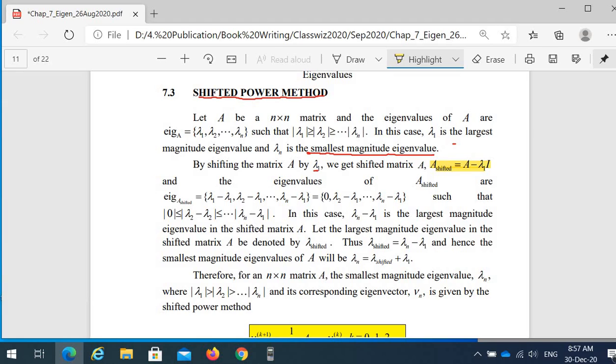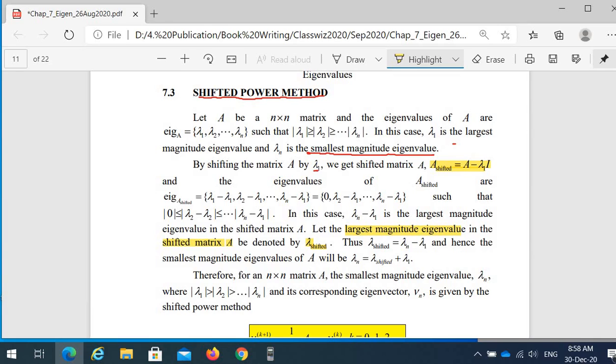On the matrix A shifted, if we use the power method, we get the dominant eigenvalue. That dominant eigenvalue we denote as lambda shifted. For matrix A, we do the power method and get the largest magnitude eigenvalue of the shifted matrix A, which we denote as lambda shifted. Let's look at the lambda shifted here.